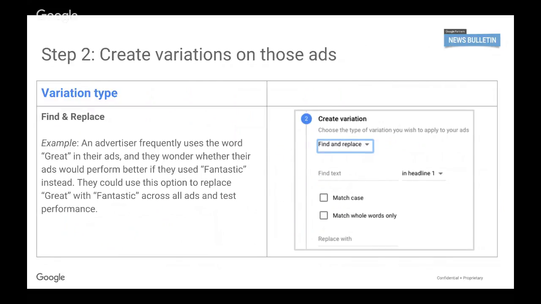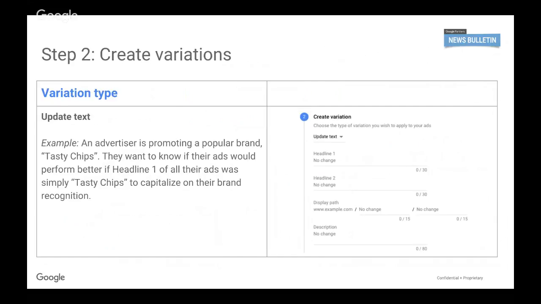The first one is find and replace. As I said before, you can replace certain phrases that you can find in your ad texts throughout your whole campaign. And you can replace that word with another word to test what the relative CTR will be. So, for example, in this example, they looked up every time that the word great was found in an ad, and they replaced the word great with fantastic and checked what the uplift was. It's interesting. Yeah, it's really cool.